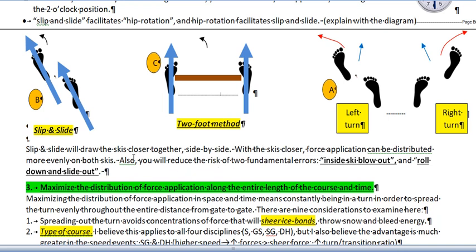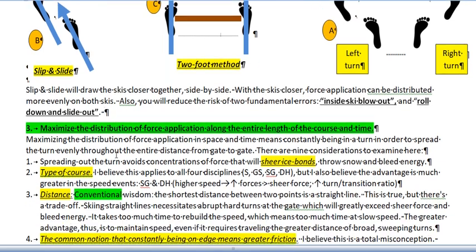There's something else I want to say. Also, you reduce the risk of two fundamental errors. Distribution more evenly in both skis. With... okay, I can't remember what I wanted to say.